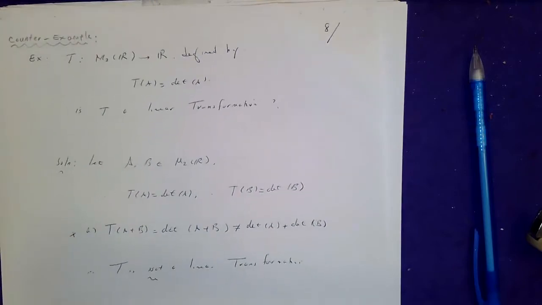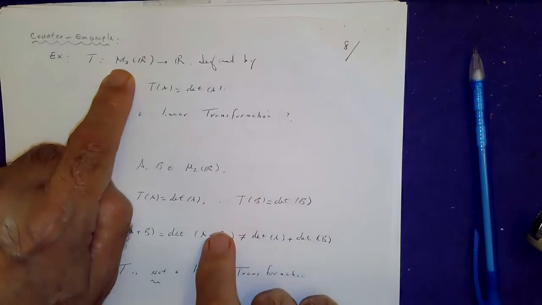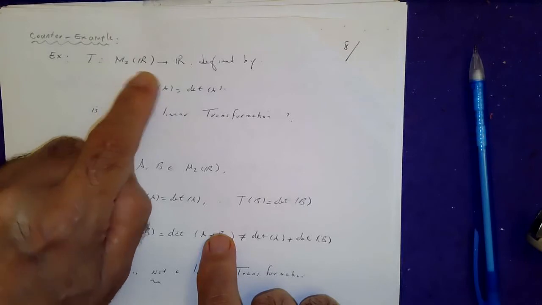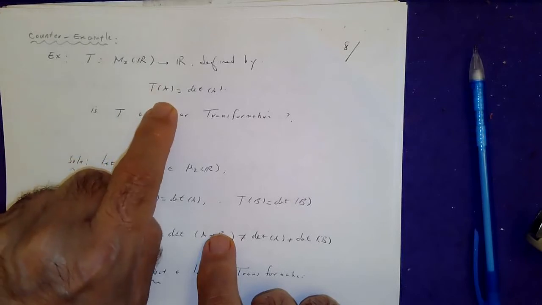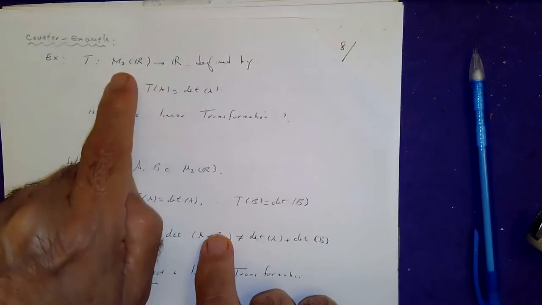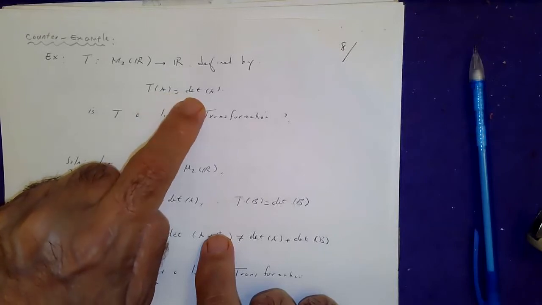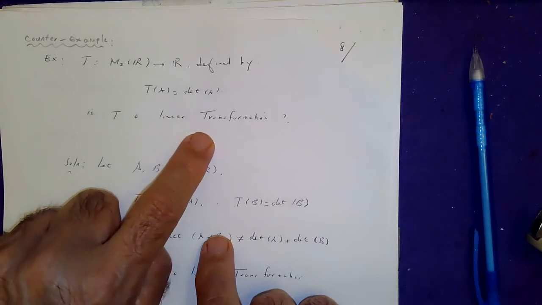Okay. So now, counterexamples. Not all transformations are linear. Suppose the transformation here is from M2 to R, from all 2 by 2 matrices of real values to all real numbers. And here is how it's defined. The image or the transformation of those matrices happens to be the determinant. Is T a linear transformation?